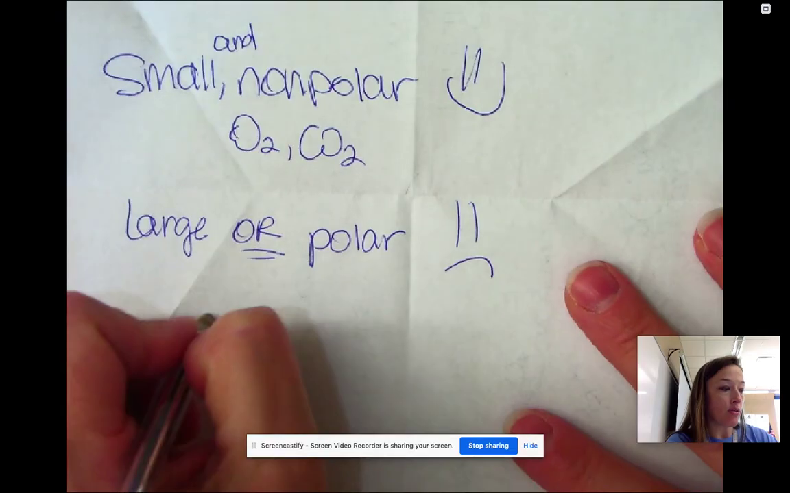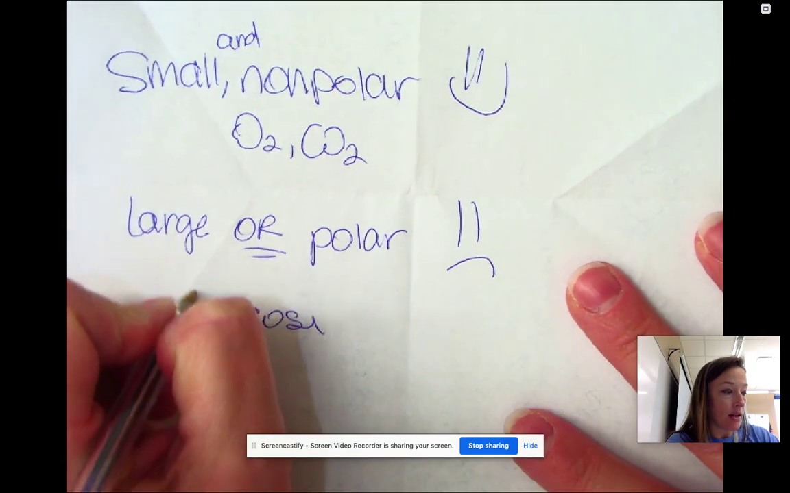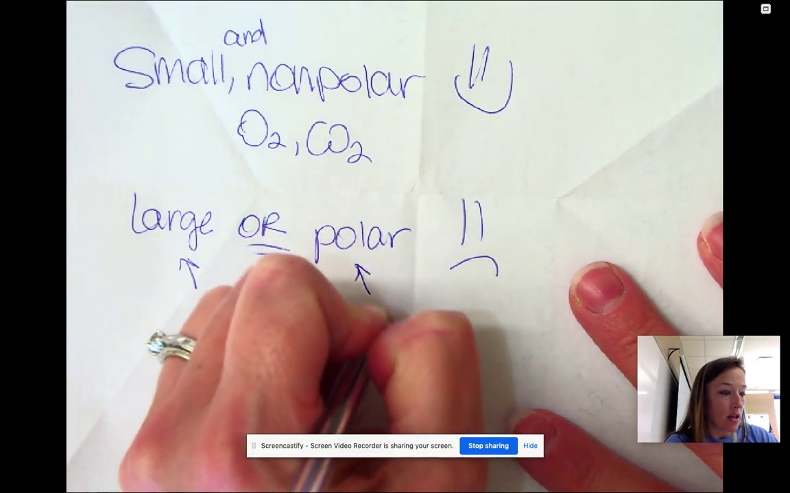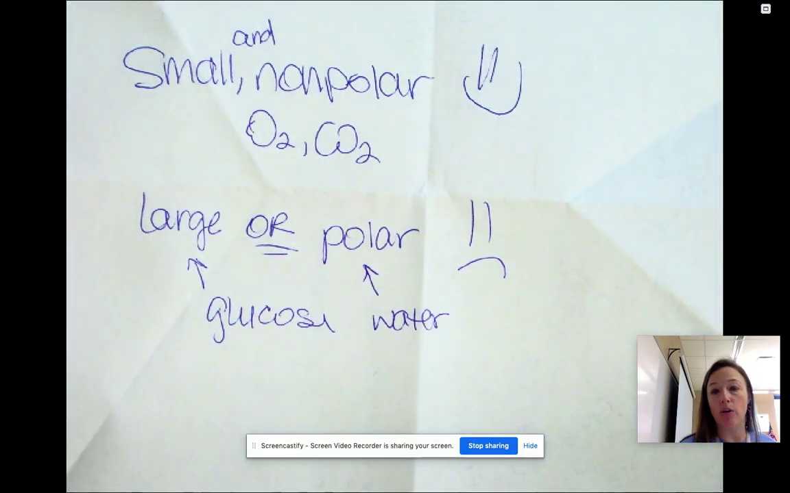And glucose would be an example of that because glucose is large. Water, even though water is really small, it's polar. And so a couple water molecules can sneak across, but for the most part, they have to enter through a protein as well. So that is all about the functions of the cell membrane.